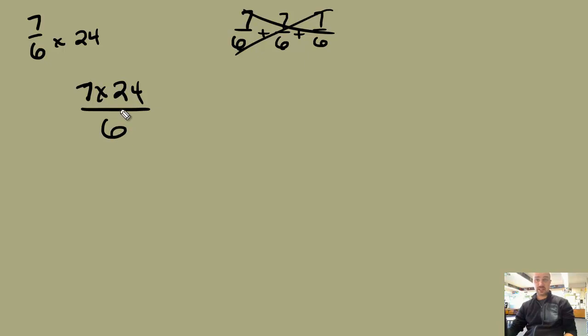We have some things that we can do. And it's 6, isn't it? 6 and 24, they're friends. They're buddies. They hang out on the weekends. And we can count by 6s to get to each one of these. I can cross my 6 off, and that's 1 time, right? 6, 12, 18, 24. That would be 4 times. So now what I'm left with is my 7 times 4 over 1.